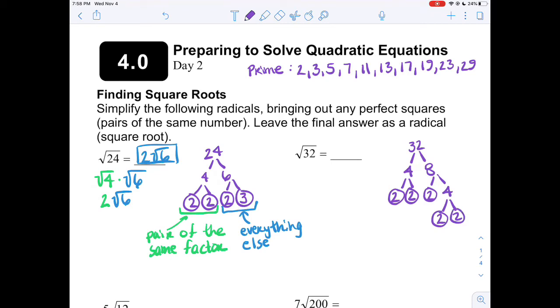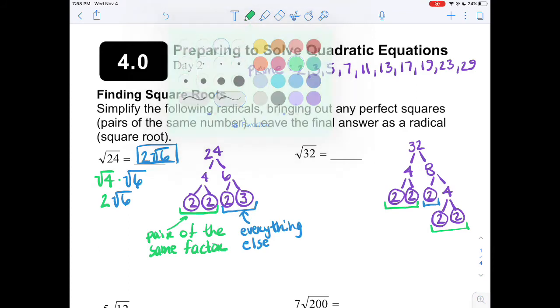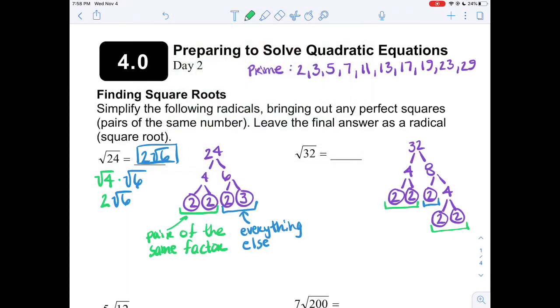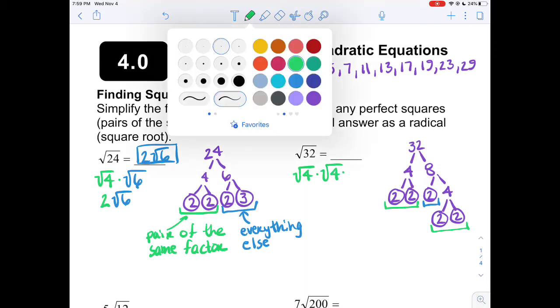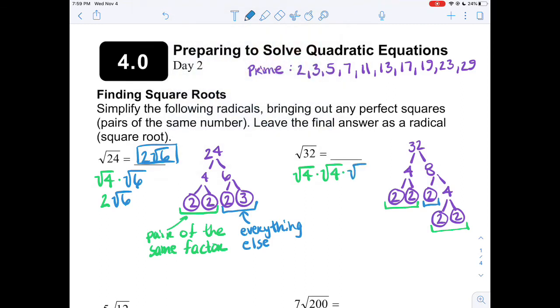So I can circle both of those. So now I have 5 2s. Remember that I'm looking for pairs. So I have a pair of 2s here. I have a pair of 2s here. And I have this one little lonely leftover 2 that I'm going to bracket off and call my everything else. So I can rewrite square root of 32 as a 2 times 2, square root of 4, another 2 times 2, or square root of 4, and then finally that little lonesome square root of 2 that didn't get to pair with anything.